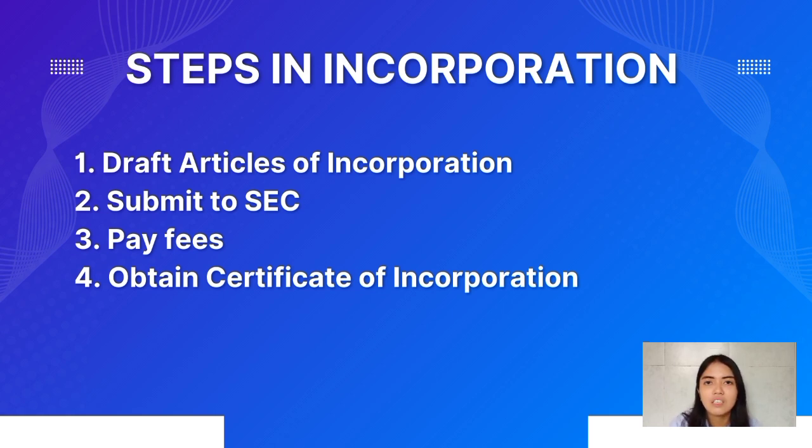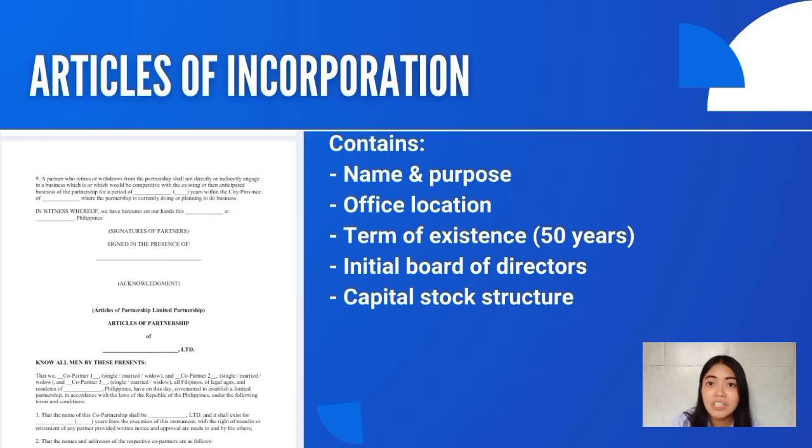Contents of the articles of incorporation. The articles of incorporation include important details such as the corporation's name and purpose, the principal office location, the term of existence, usually 50 years, the names, nationalities, and residences of incorporators and the initial board of directors, the capital stock structure including authorized, subscribed, and paid-up capital.